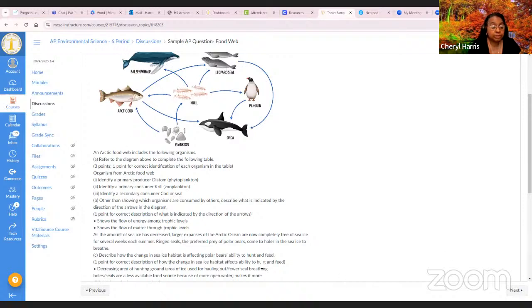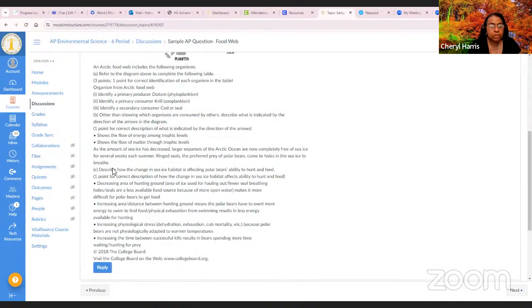from all of these. It says as the amount of sea ice is decreased, larger expanses of Arctic Ocean are now completely free of sea ice for several weeks during each summer. Ring seals, the preferred prey for the polar bears, come to the holes of the sea ice to breathe. That's why I said this one could, there's another picture that actually had the polar bears connected to it. So this is what you want to look at down here. So I want you to describe this situation here.